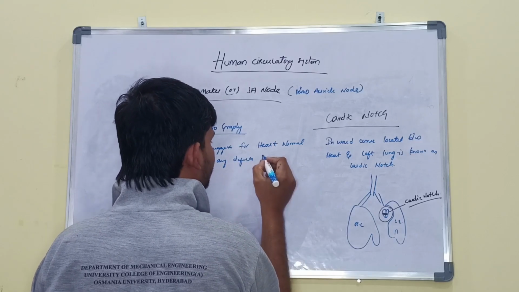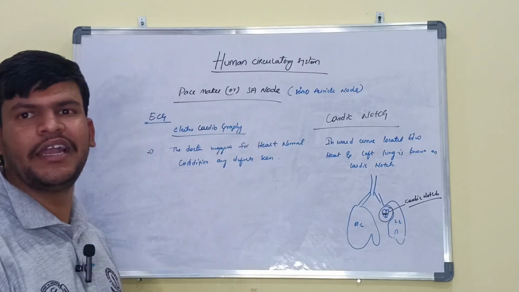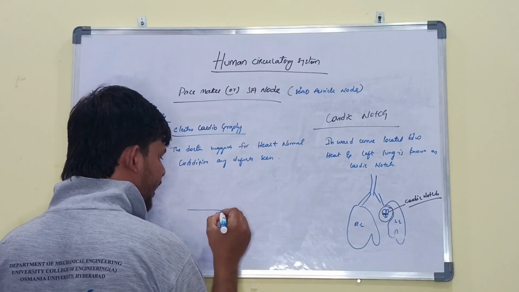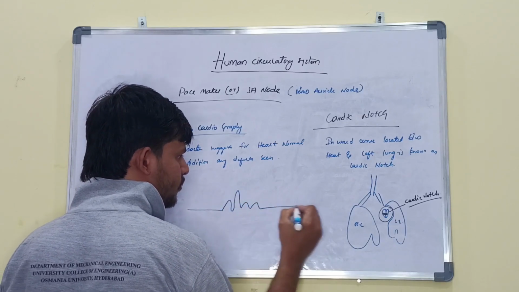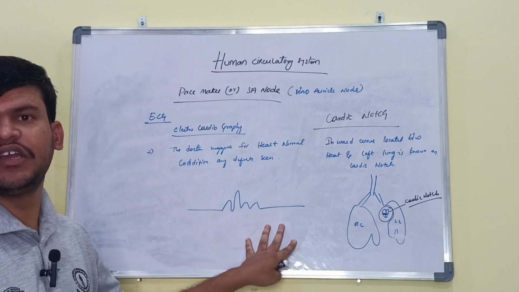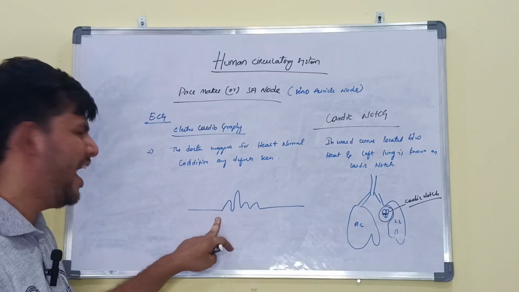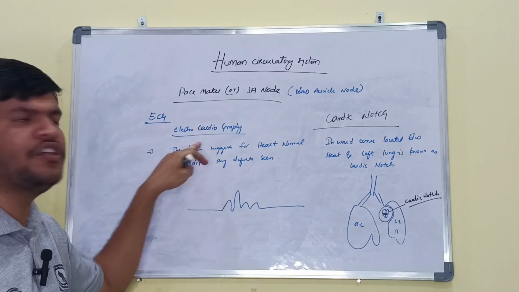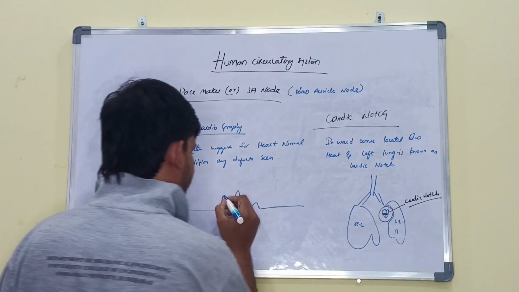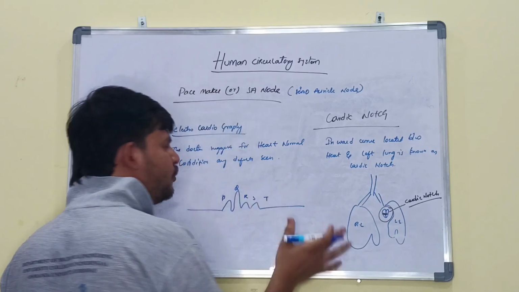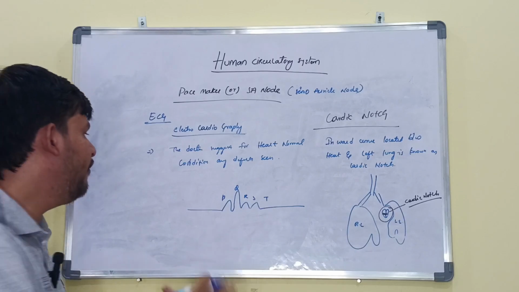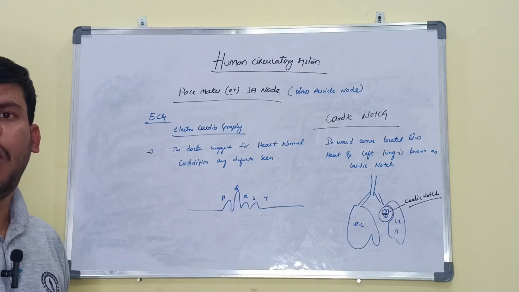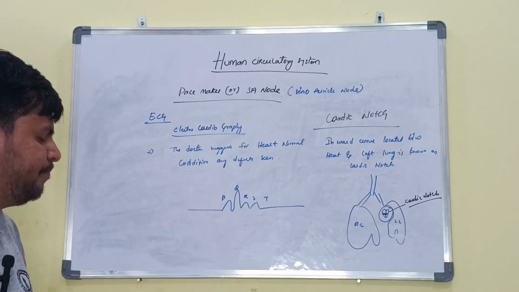That is the main function of the electrocardiographic test. After the test, the results will be like this graph, taken as a result after the person has completed his ECG. PQRST are the terms given to this graph. This is not important for your competitive exams. I am just explaining the use of the electrocardiographic test.